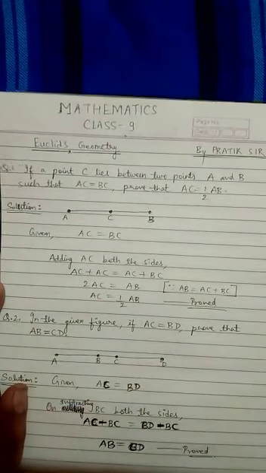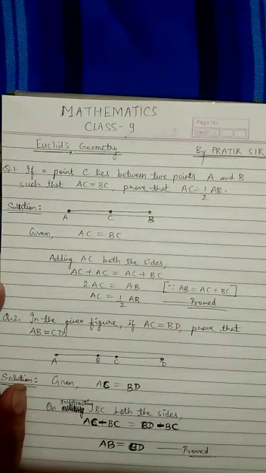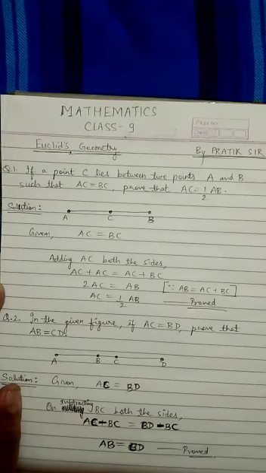Today I am explaining you some proving questions related to the chapter Introduction to Euclid's Geometry. We have already discussed about Euclid's axioms and postulates. Now, related to the axioms and postulates only, we have some proving questions.